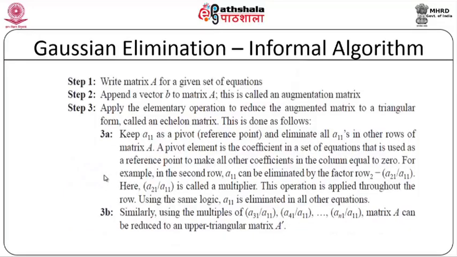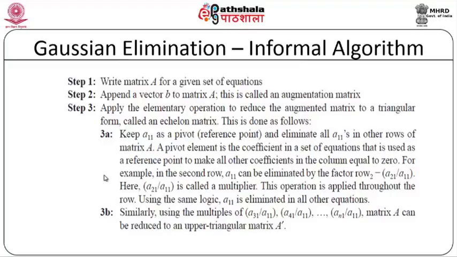Once we have these operations, we can define Gaussian elimination informally like this. We are given n linear equations. Convert that into matrix notation. Write the matrix A and have the vector B, which is going to be the right-hand side part.